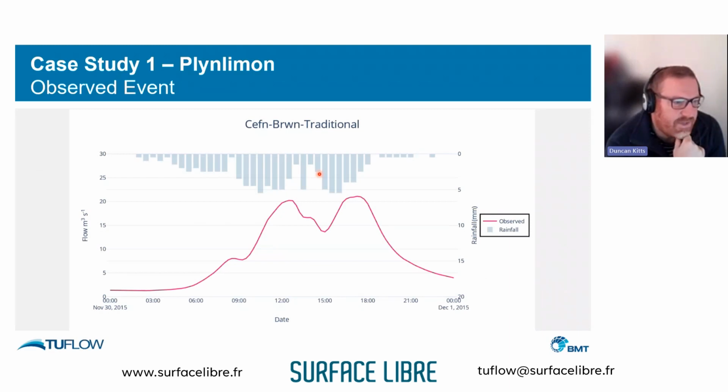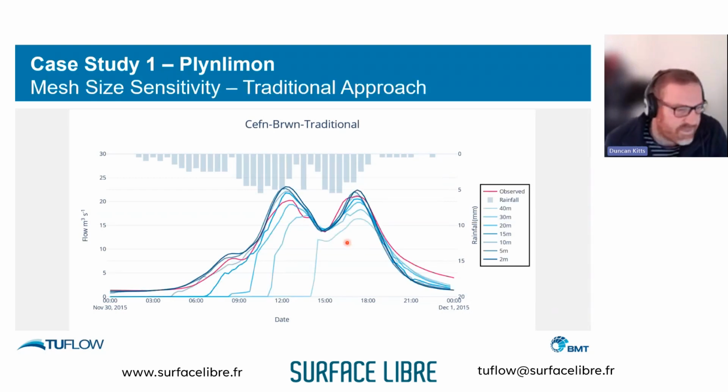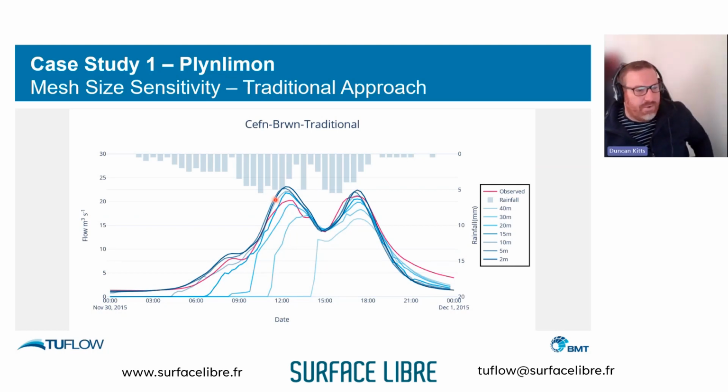We took an observed event, and we applied the rainfall, so we can see the rainfall up here, to our model domain, and we ran it for a range of cell sizes. So this is your traditional hydrologist's counter to direct rainfall modeling. They'll say, if you run it with a 40-meter cell size, this is the flow you get out. If you run it with a 10-meter cell size, you're getting a much better correspondence with the observed flows, but the results are dependent on the mesh size.